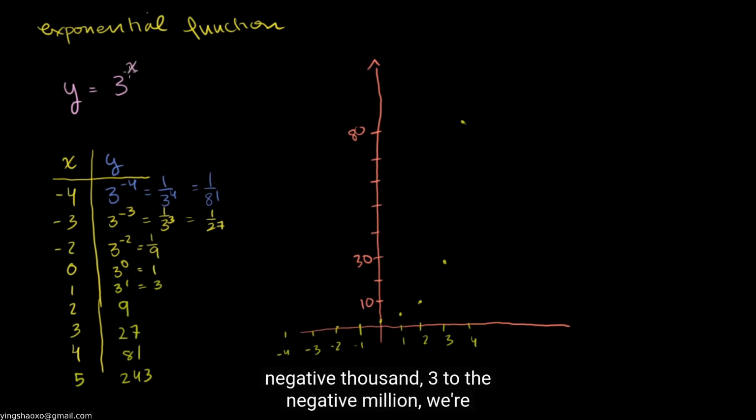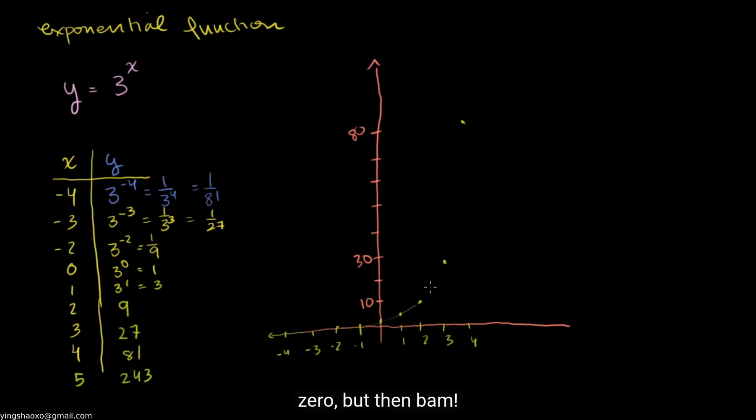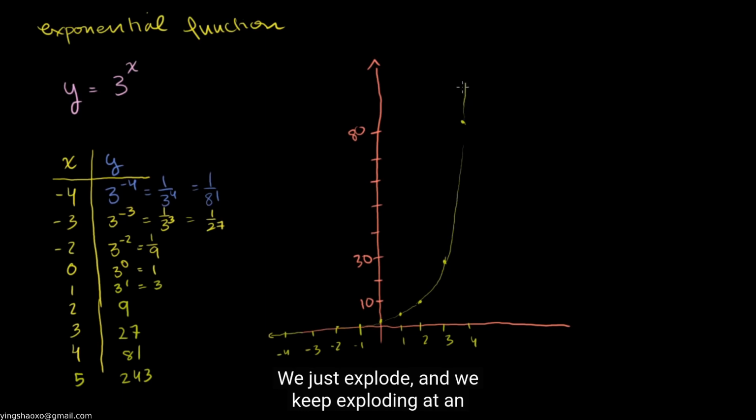So 3 to the -1,000, 3 to the -1,000,000. We're getting numbers closer and closer to 0 without actually ever reaching 0. So as we go from x equal to -infinity, we're getting very close to 0. We're slowly getting ourselves away from 0. But then, bam, once we start getting into the positive numbers, we just explode. We just explode, and we keep exploding at an ever increasing rate.